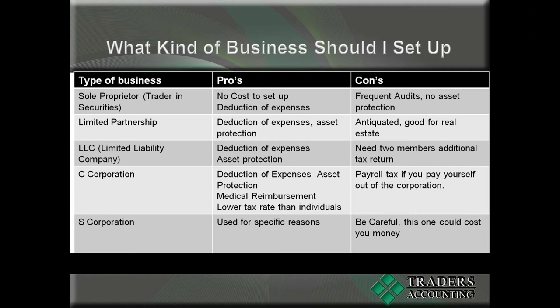Now, here's a list of the businesses that you could trade in as an active trader. You could be a sole proprietor. You may have heard it called trader securities. Nothing to set up. At the end of the year, you just file a Schedule C along with your tax return, and you can deduct your expenses. The disadvantages of sole proprietor, and I just hate to tell you this, but they get audited much more frequently than anyone else. And there's no asset protection.